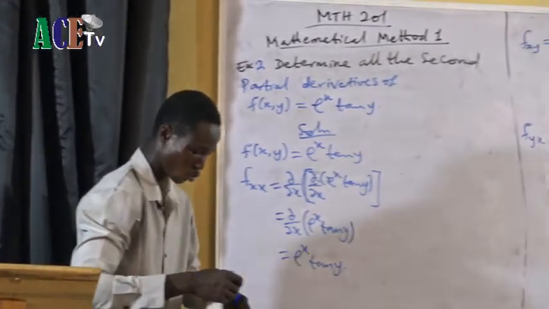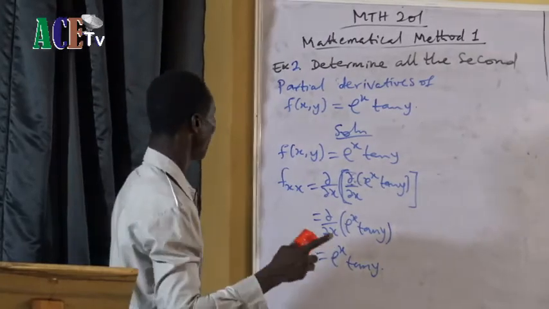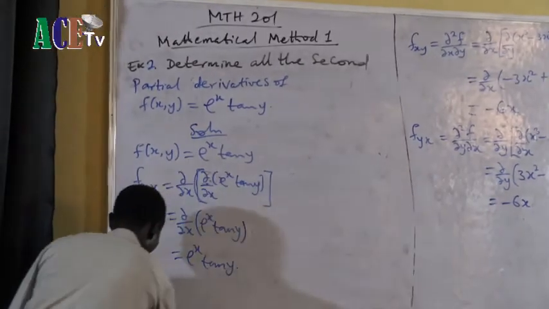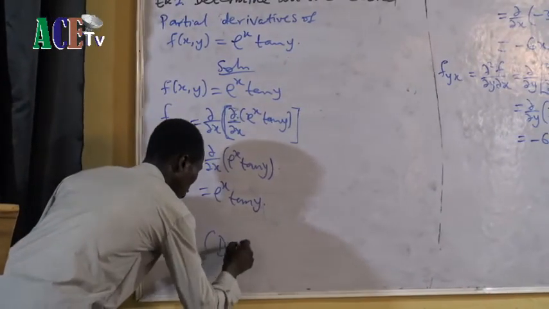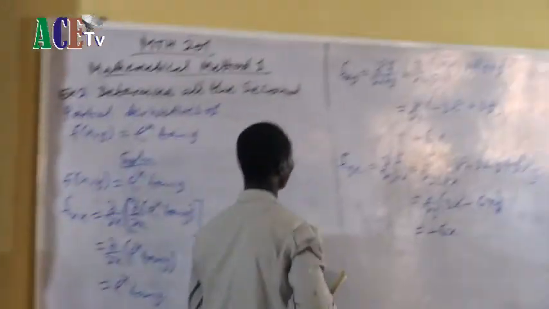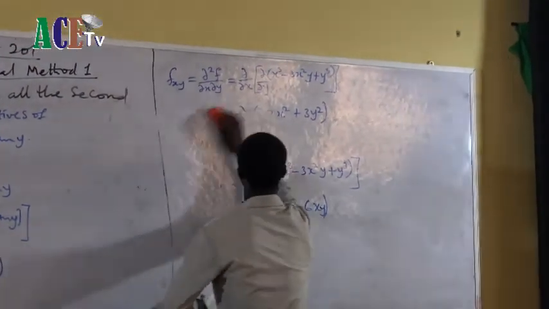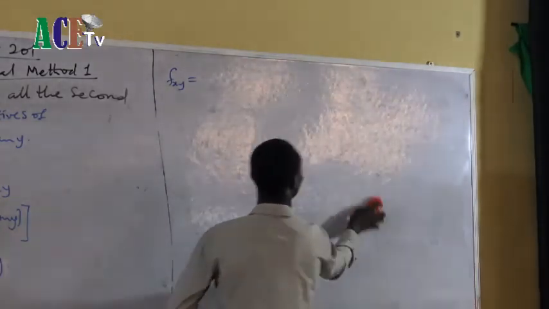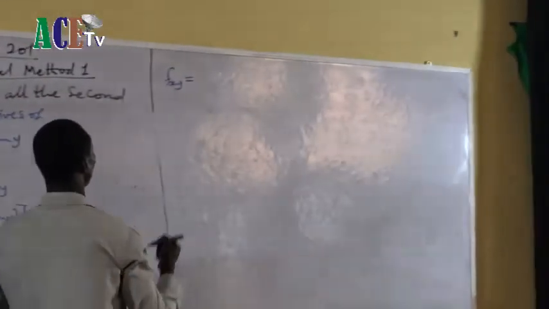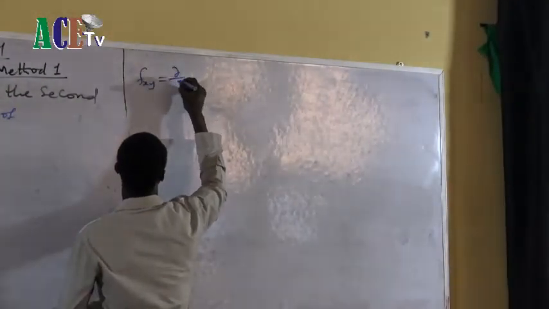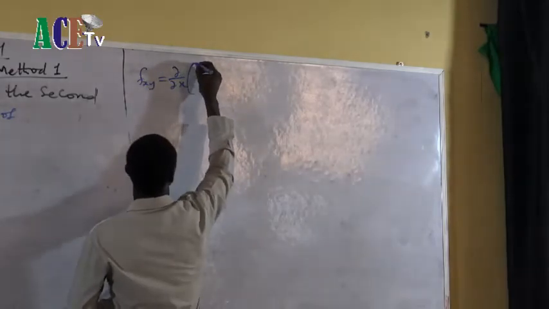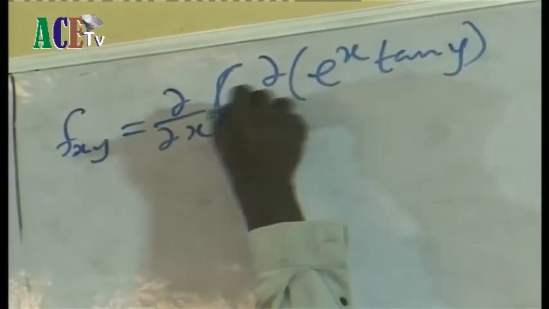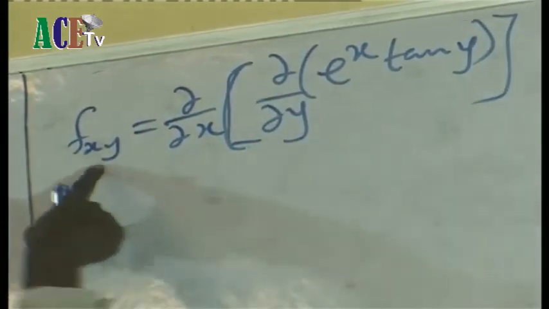Now, in 1 minute, let me do f of xy for you. You will not do f of xx, okay? F of yy, do it yourself. Now, this one is the x of the exponential x times y, the y. Yes, that is the meaning of that.